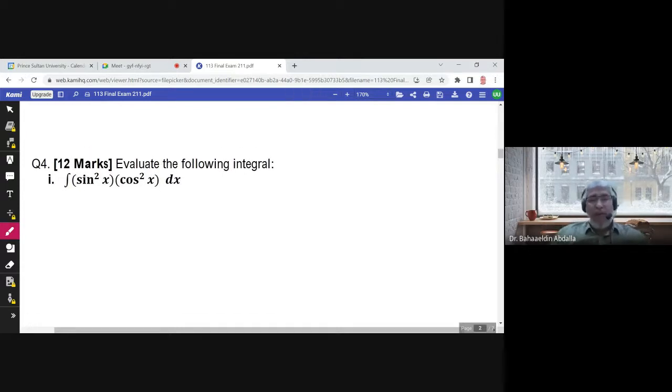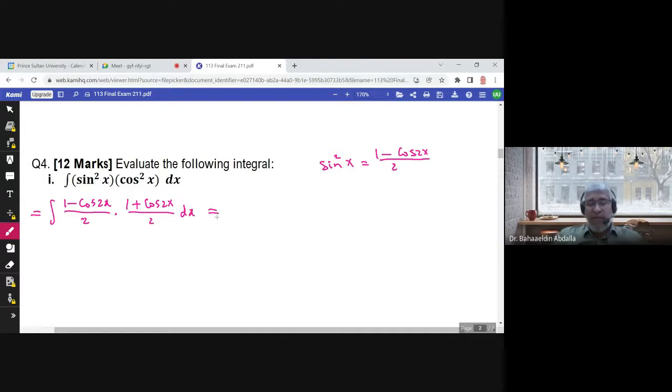Evaluate the following integral. Sine squared times cosine squared, this is section 7.2 about trigonometric integrals. And we have seen that in section 7.2, when the power of sine is even and the power of cosine is even, we have to use this formula. We know that sine square x is 1 minus cosine 2x over 2, and cosine square x is 1 plus cosine 2x over 2. So this would be integral 1 minus cosine 2x over 2 times 1 plus cosine 2x over 2 times dx. And then when I multiply these two fractions, well, 1 over 4, I can take it out, and I will have 1 minus cosine times 1 plus cosine would be 1 minus cosine square 2x dx.